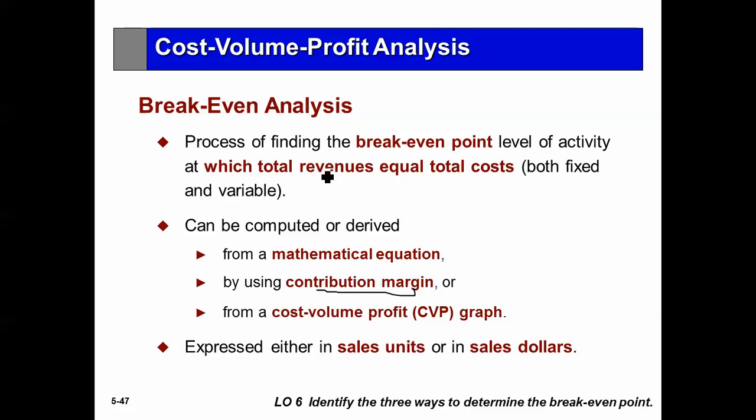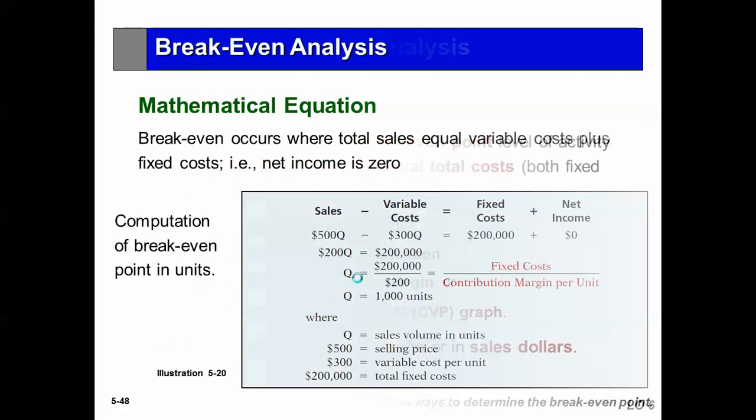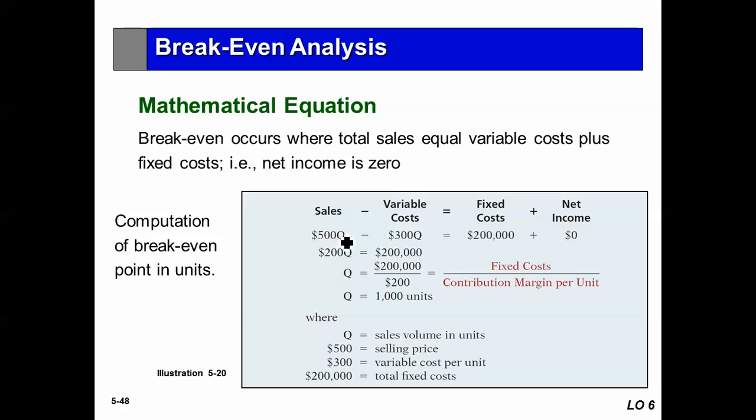But again, to go over, break even is when total revenue equals total costs, both fixed and variable costs. The mathematical equation may make sense to you. We're going to let Q be the quantity, or X, if you will: 500Q minus 300Q equals 200,000, and to break even, I want a net income of 0. So on this side of the equal sign, I have 200Q equals 200,000. Q equals 1,000. So you can see that 200Q is actually a contribution margin.